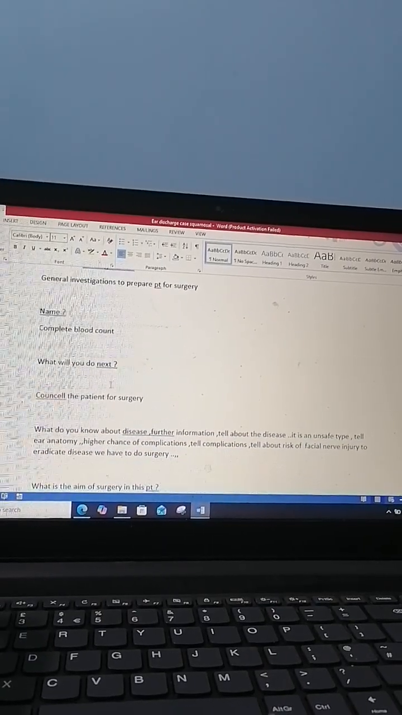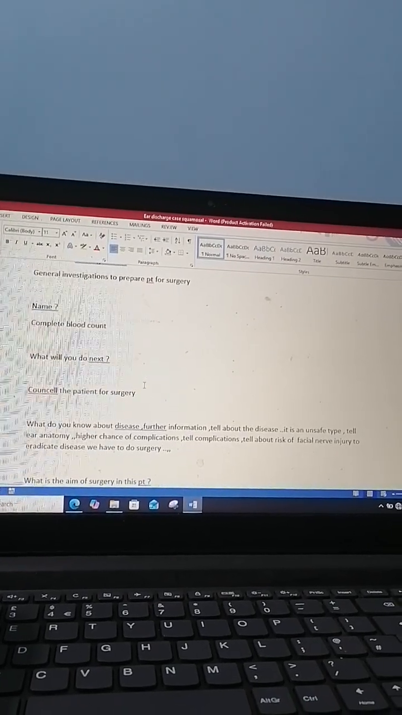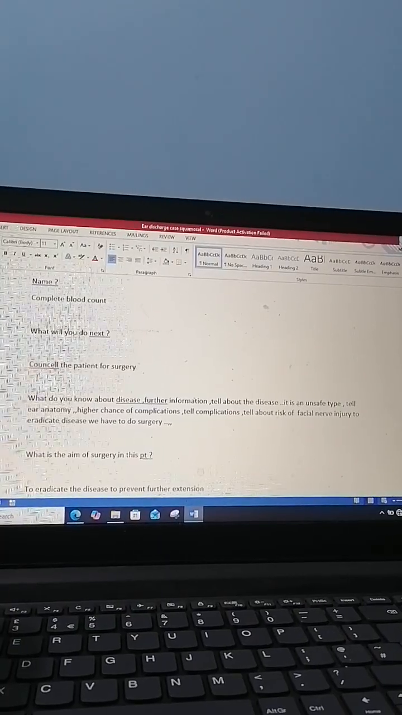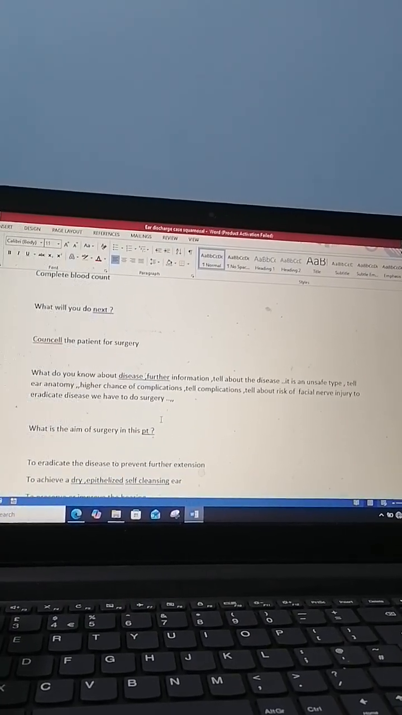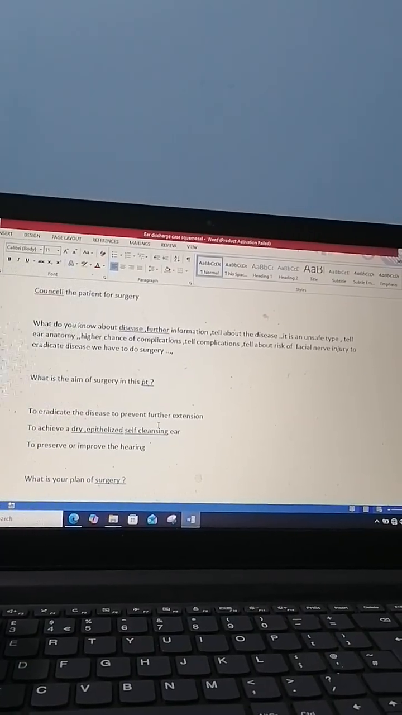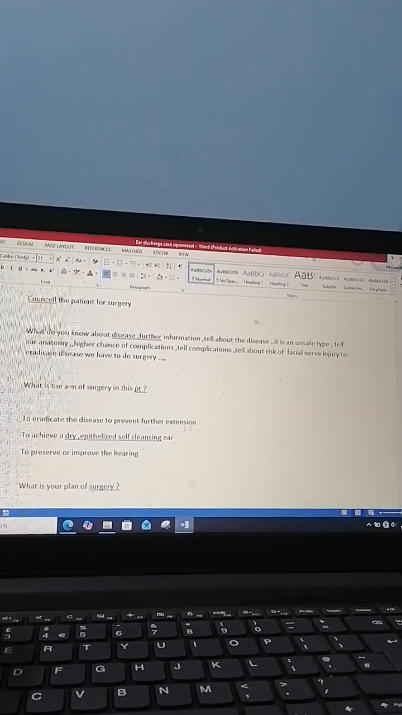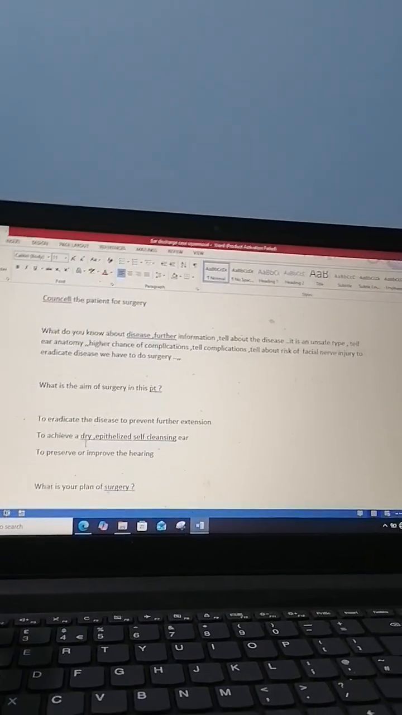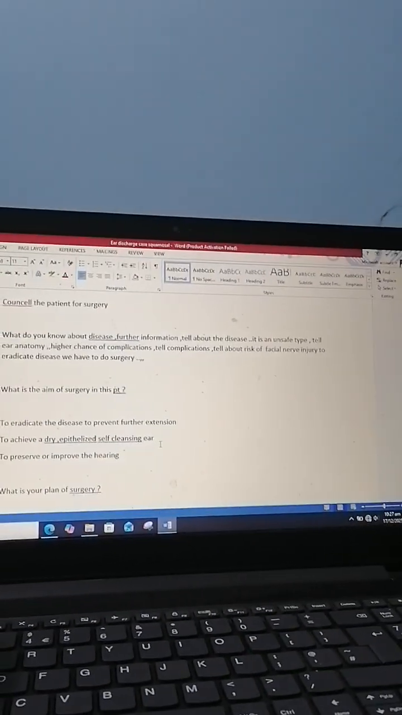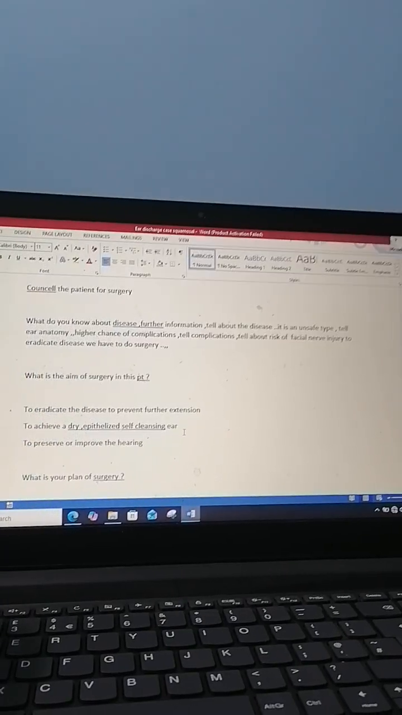Okay, what will you do next? Next is to counsel and consent the patient for surgery. Okay, and what is the aim of surgery in this patient? The first one is simply to eradicate the disease, to prevent further extension, and to achieve a dry epithelialized self-cleansing ear. Okay, and the next is to preserve or improve the hearing.